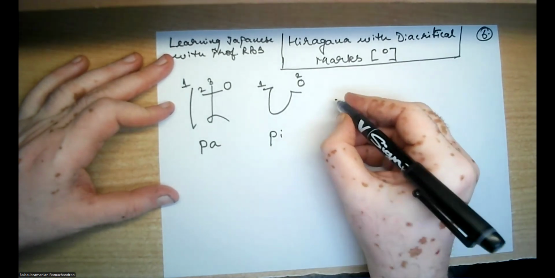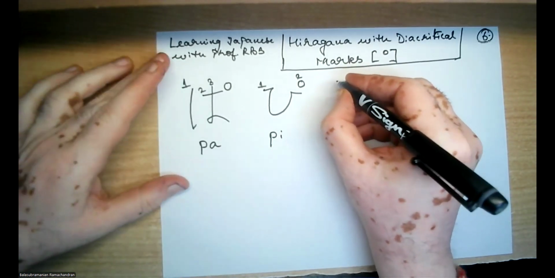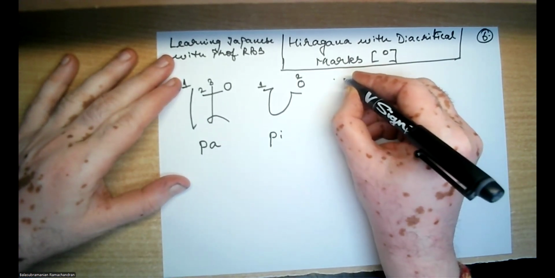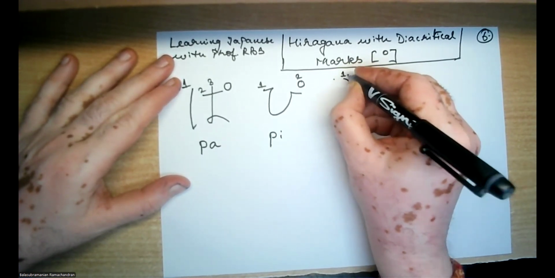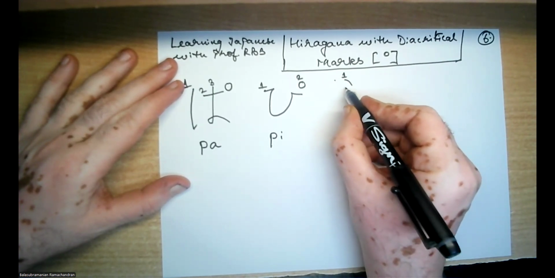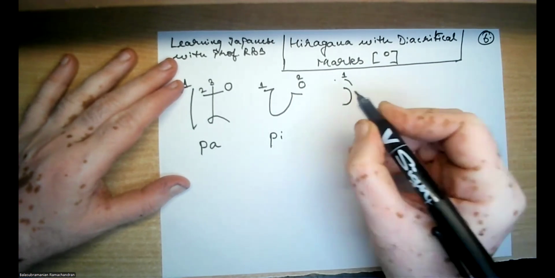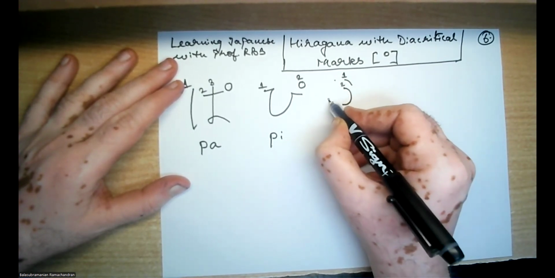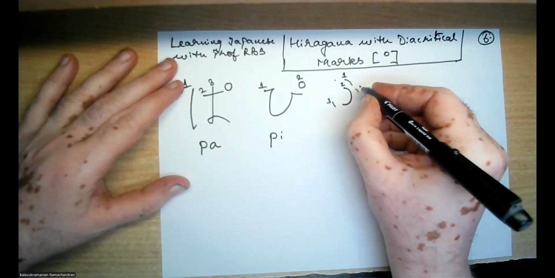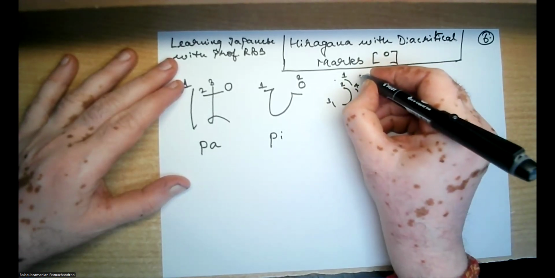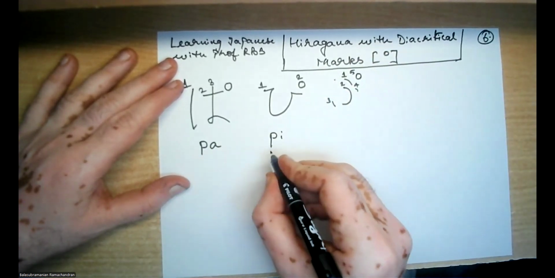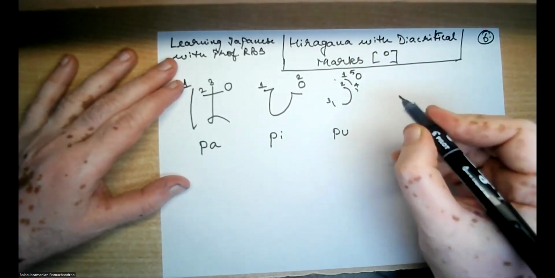And then of course, from fu, we derive pu. Let us look at that. Stroke 1, stroke 2, stroke 3, stroke 4, and the diacritic mark, stroke 5. So we have pu.